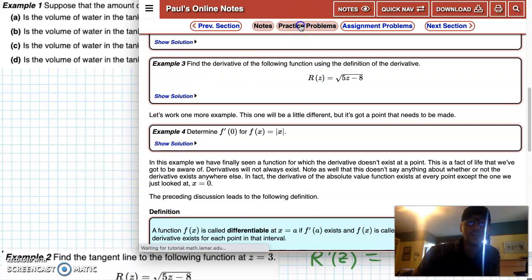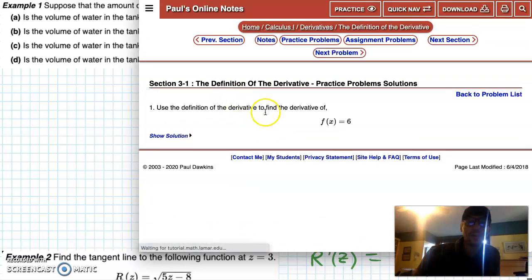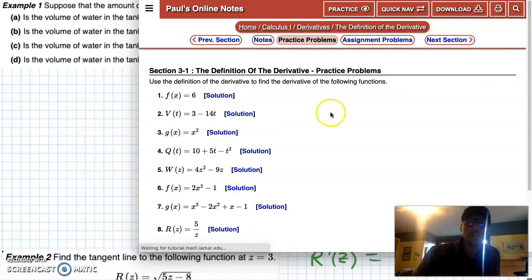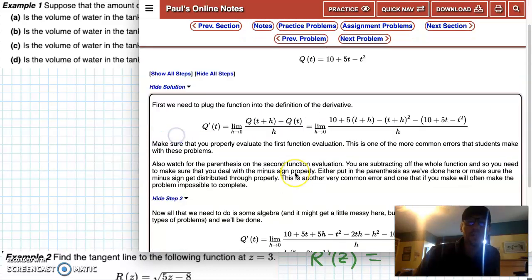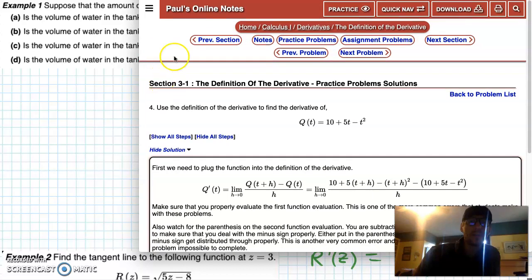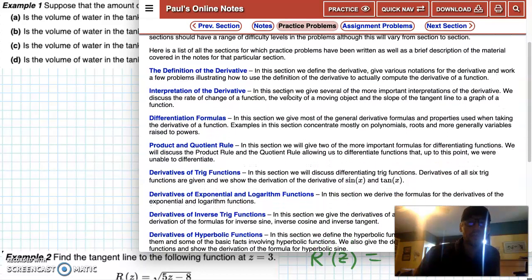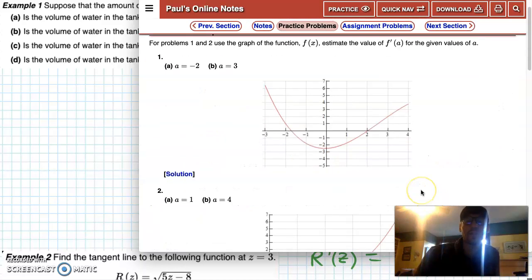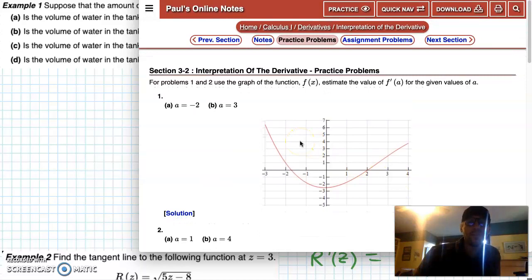I don't see that. These are the practice problems you had for homework. All the solutions are there. Some of these are better worked out, I think. Oh yeah, show all steps. It'll show you all the steps with an explanation. I really like this. And the examples we're doing are now in the next section. Oops, so now we're at interpretation of the derivative. I don't always just use this website, but I found it to be quite helpful.